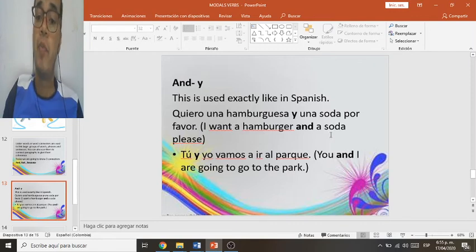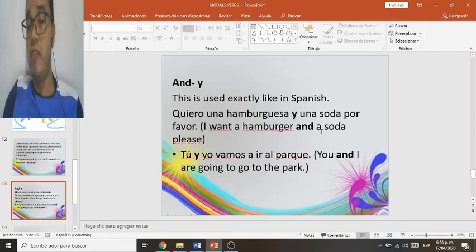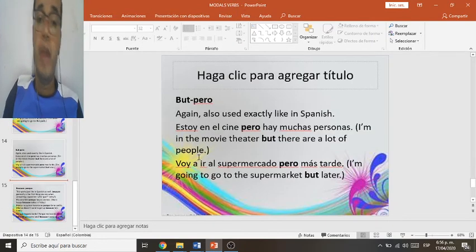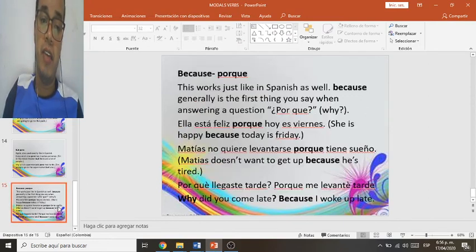I want a hamburger and a soda, please. You're giving extra information, adding more people, more things, more animals. So it's just like in Spanish. We have here but, same use as in Spanish. You're saying something, but it's like a contradiction. The next thing. I'm in the movie theater, but, so positive, negative. So you're giving additional information.